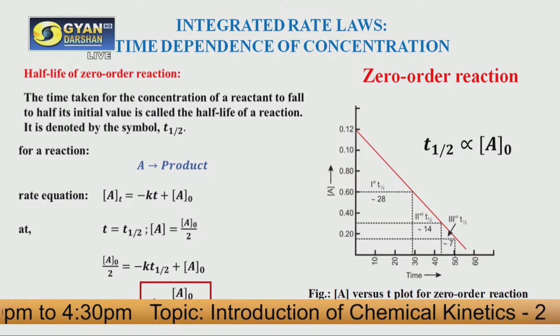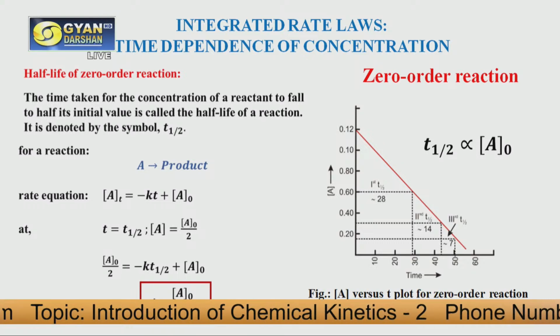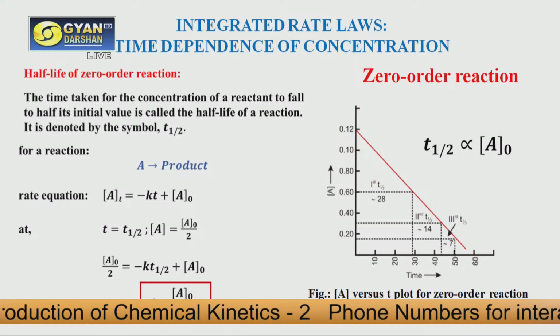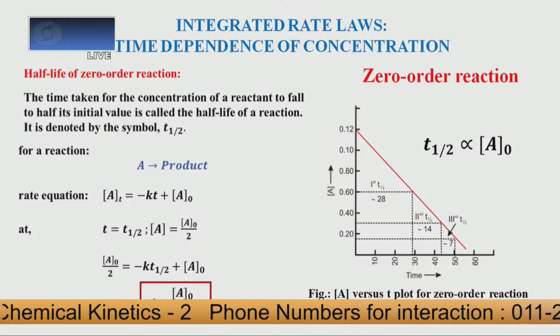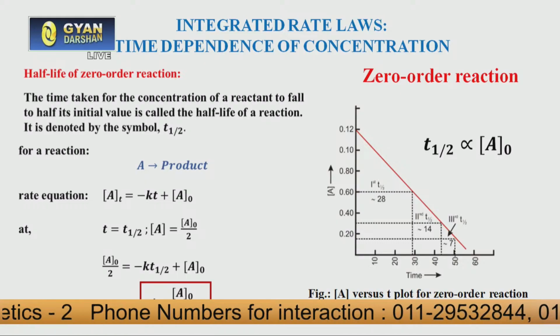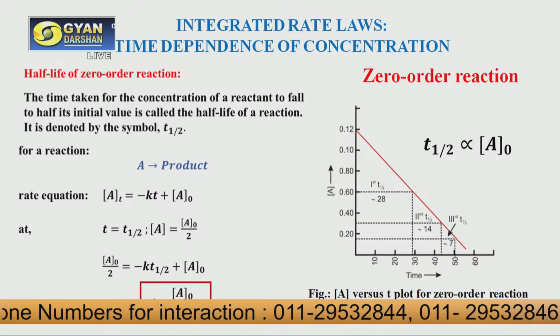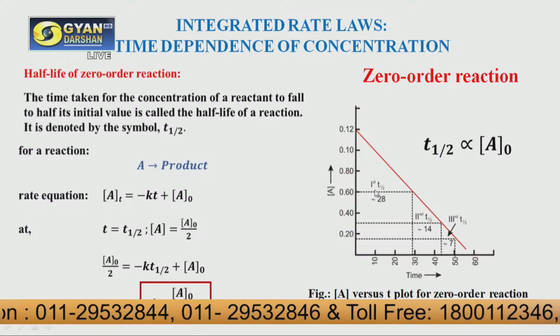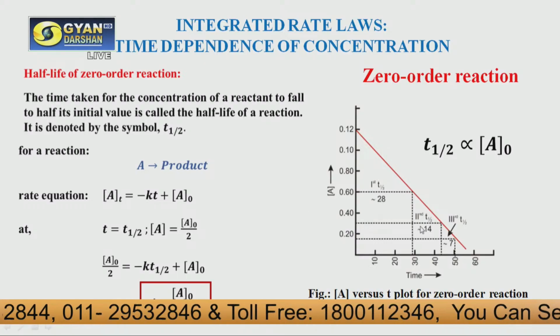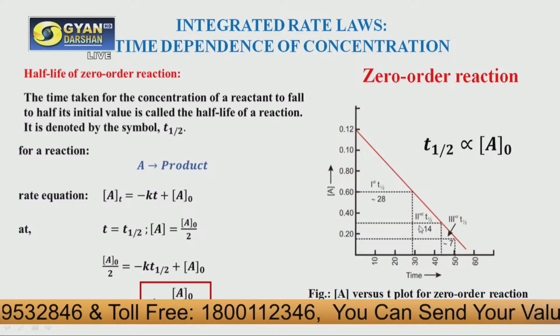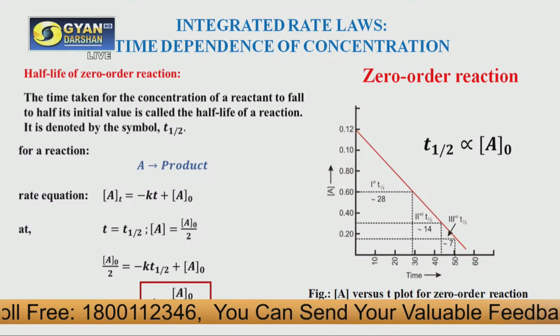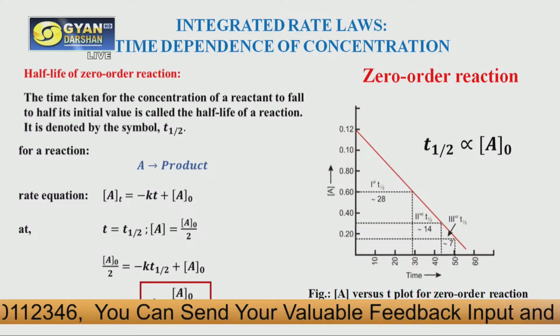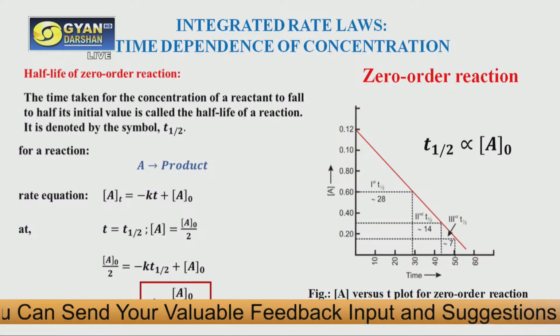From the plot also we can see that if we plot the concentration of A versus t for the zero order reaction, it shows a decreasing trend, meaning the half-life is decreasing. Initially the half-life is higher, the second half-life is lower than the first, and subsequently the third one is lower than the second. So we find a decreasing half-life trend.